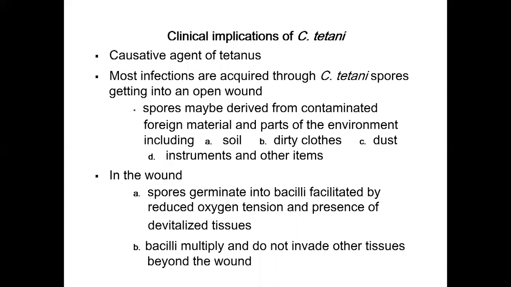So it gets into the wound, and in the wound, the spores germinate into bacilli, and this will be facilitated where there's reduced oxygen tension and presence of devitalized tissue. And once they become bacilli, they multiply. And exotoxins are produced by live multiplying organisms, so they release the tetanospasmin. The organism remains confined to the wound, does not invade further to the surrounding tissue or deeper, or get into the blood circulatory system.